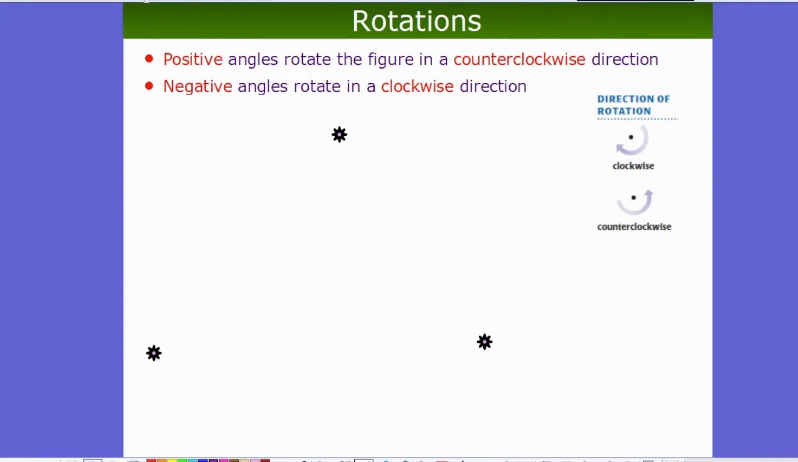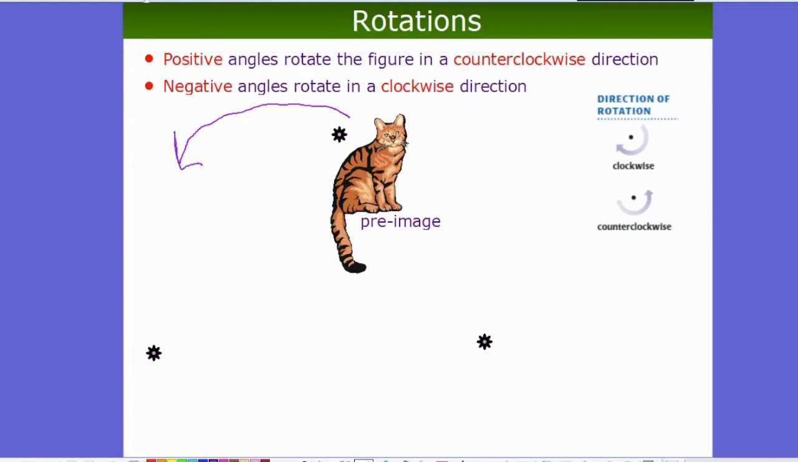versus a negative rotation. So I've got a figure here, that's my pre-image, and let's say I want to rotate it in a positive direction. Well, positive directions are when we go this way, and we call that being counterclockwise, because that's counter or opposite to how a clock goes. If I was to rotate that pre-image 45 degrees, it might look like this.